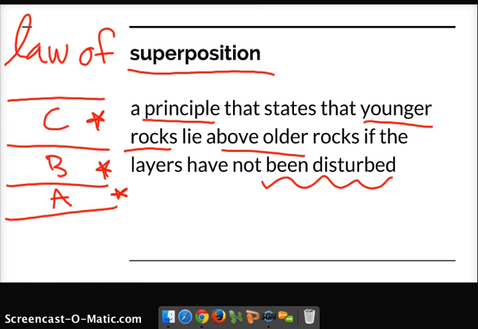And then the one next was put next, and the one next on the top was put very last. So which is the oldest layer of rock then? Letter A is going to be our oldest, B will be a little bit younger than that, and C will be our youngest layer of rock. Okay, students? So that is the law of superposition, or superposition.